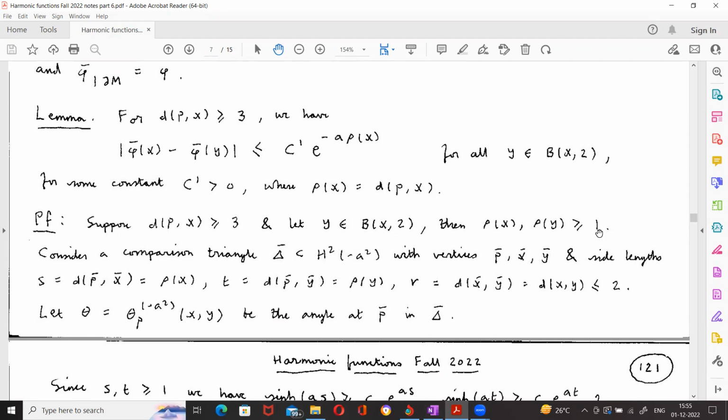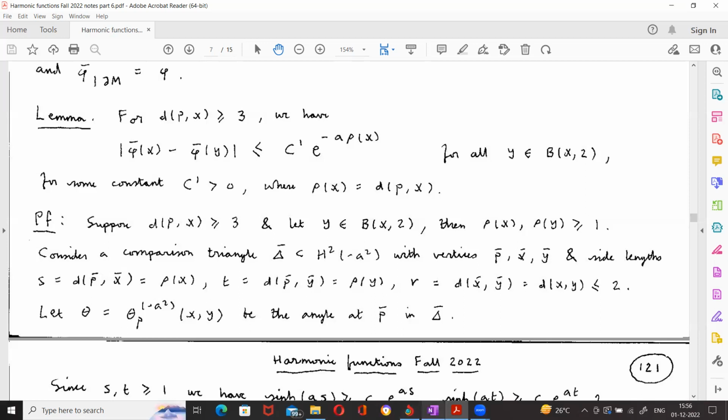By the triangle inequality. So now you take a comparison triangle, delta bar, in the model space of constant curvature minus a squared, with vertices p bar, x bar, and y bar. The side lengths: s is the distance from p bar to x bar, that is rho(x). t is the distance from p bar to y bar, that is rho(y). And r is the distance from x bar to y bar, which equals the distance from x to y, that is less than or equal to 2.